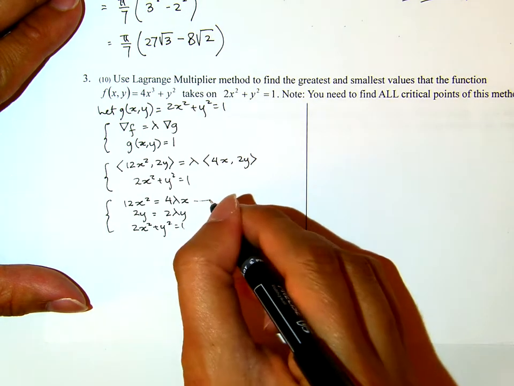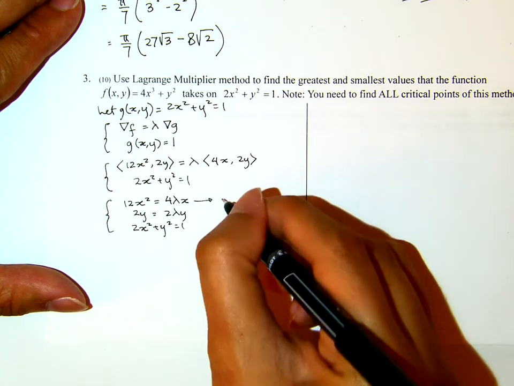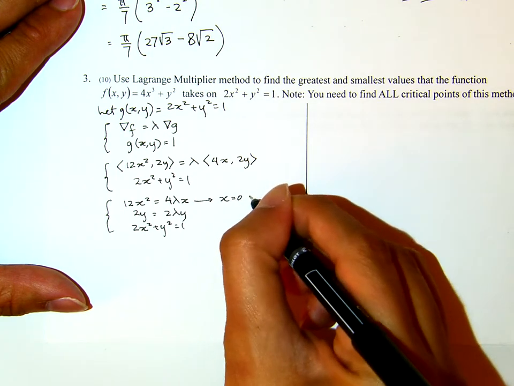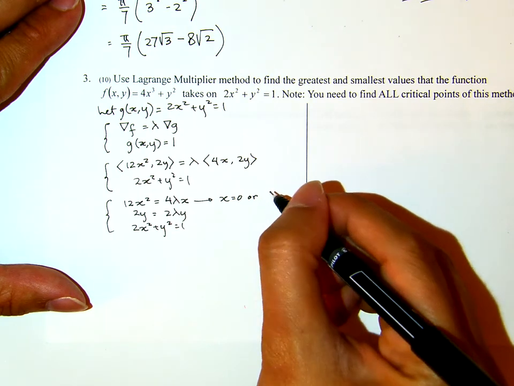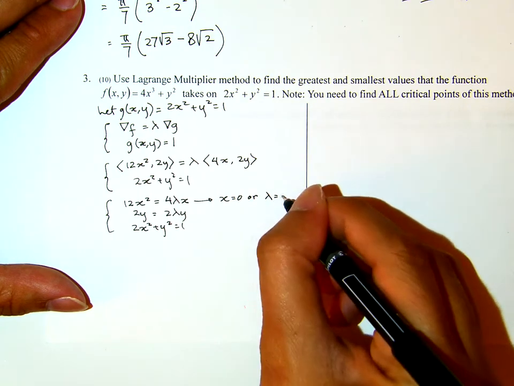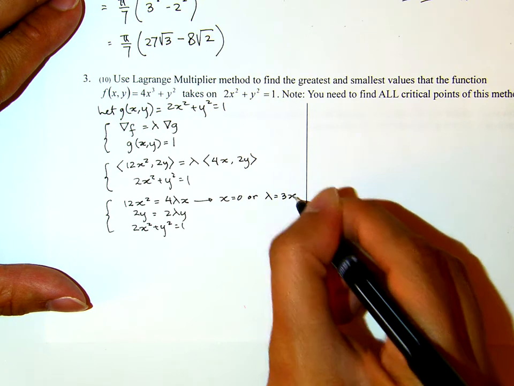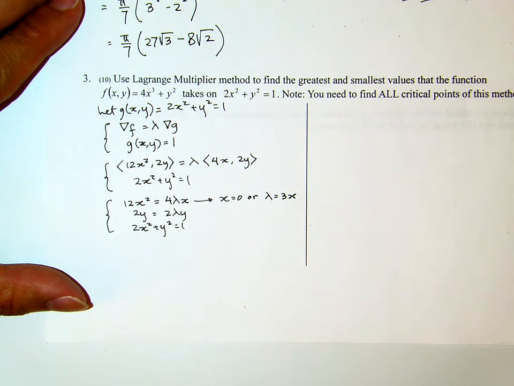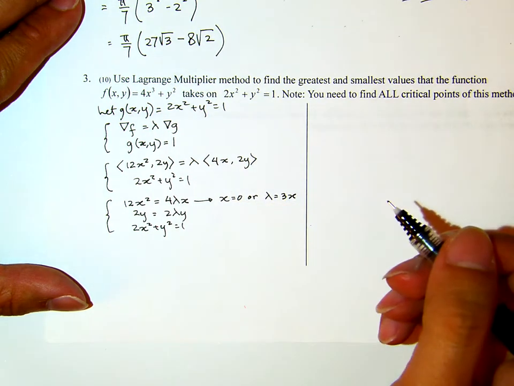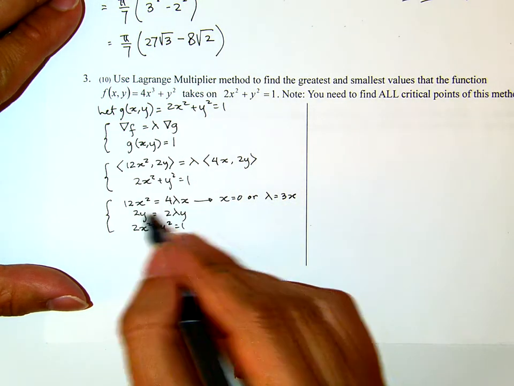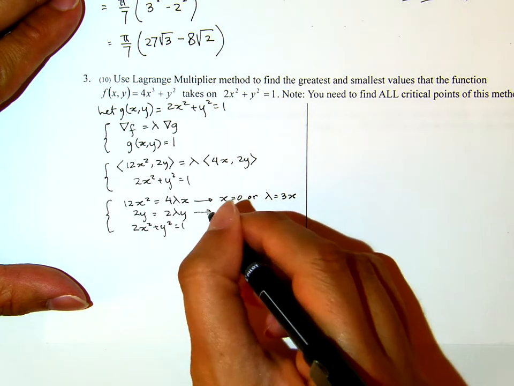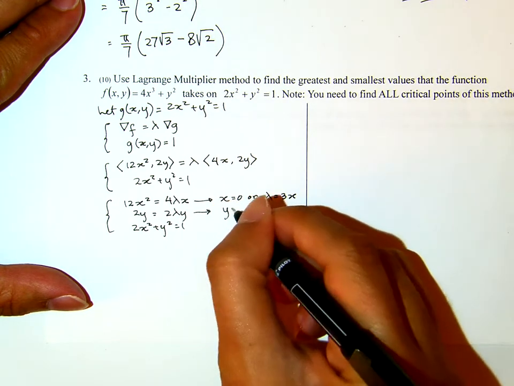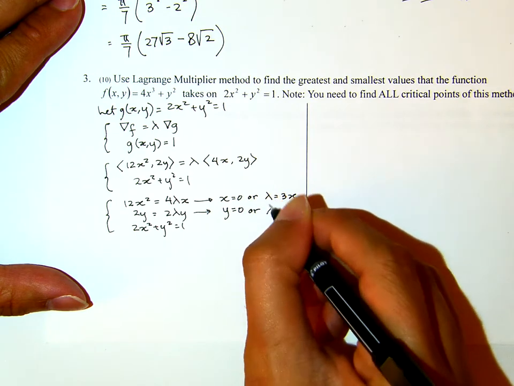Now from the first equation, I hope you can see that either x equals 0 or lambda equals 3x. You need to account for when x equals 0 though. You can't just cancel the 4x because x may be 0. Likewise, the same idea for the second equation: either y equals 0 or lambda equals 1.